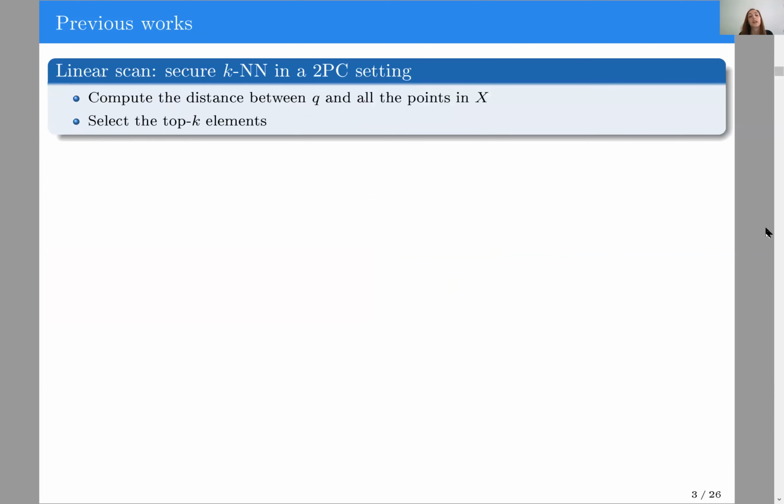As I said, there is a large amount of works in the literature that have already solved this problem. In the case of a two-party computation setting, the majority of the solutions that we find in the literature are based on linear scan. The linear scan is a very easy concept. You just take your query and compute the distance between the query and all the points in the data set. Once you have computed those distances, you select the top k elements, the elements that have the smallest distance in this list.